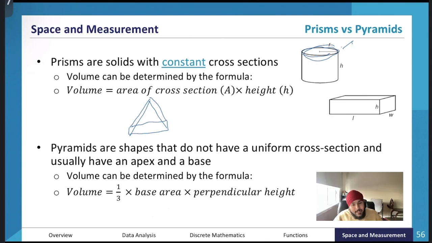Next we have pyramids. Pyramids are shapes that do not have a uniform cross section and usually have an apex and a base. Their volume can be determined by the formula 1/3 times base area, so the area of the base, times the perpendicular height. So not the slanting height, but the perpendicular height, the height from the apex to the base.